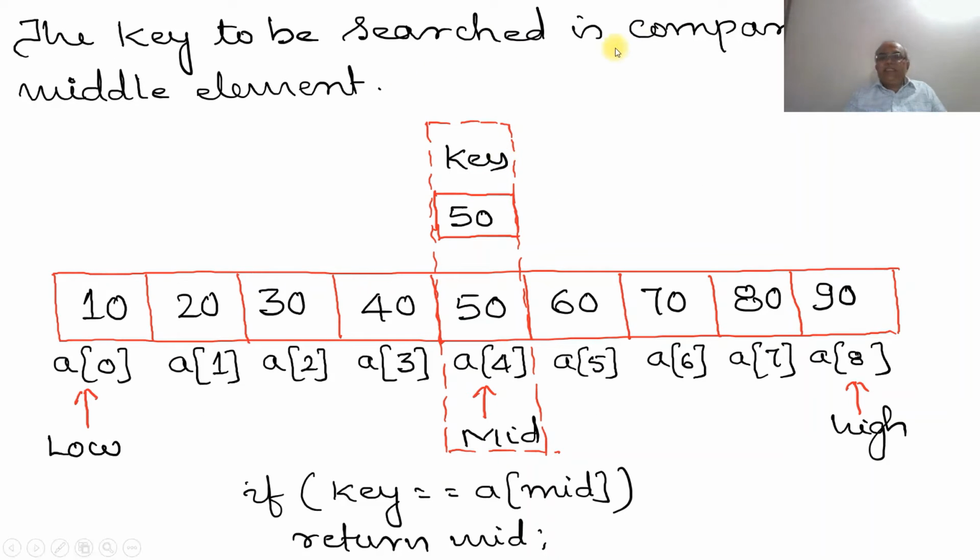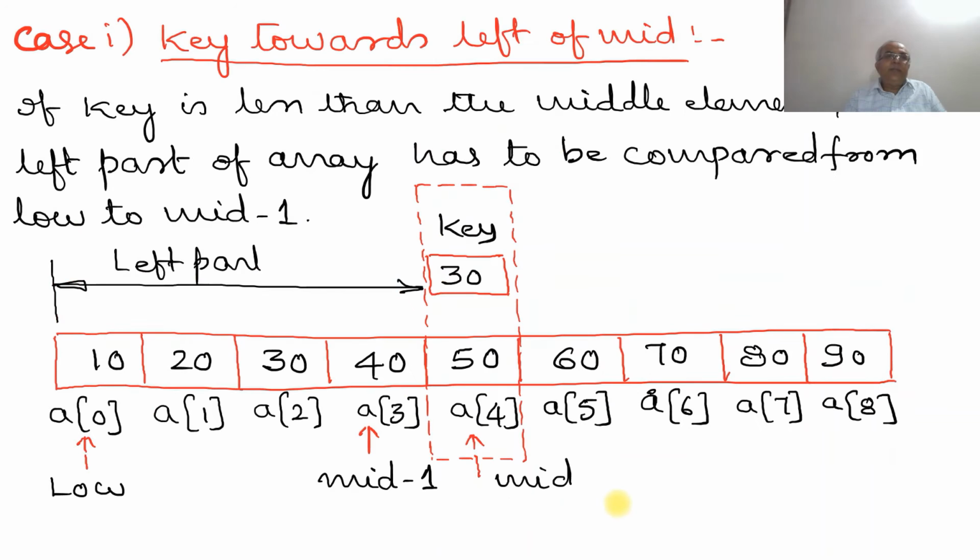The key to be searched is compared with the middle element. The key value is 50, and the mid element is also 50. So what happens? Key is equal to mid. If key is equal to a of mid, then return mid, because it satisfies the condition of the if statement. So the key element is 50 and the mid element is also 50, so it returns the value of mid. That is the meaning of this.